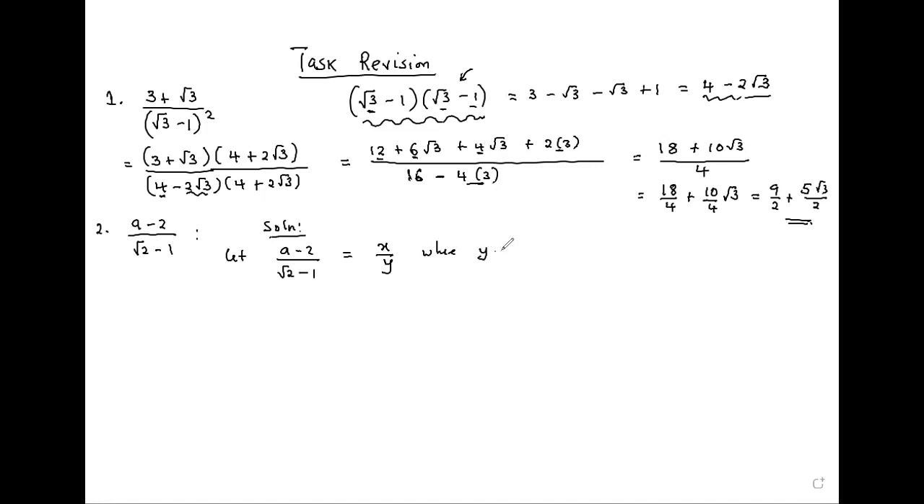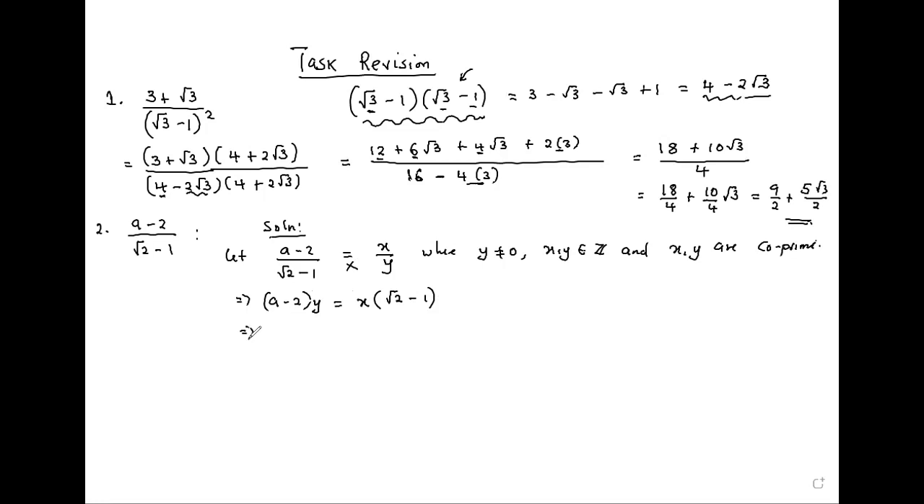Where y is not 0, x and y are integers, and x and y are coprime. Then the target here is, because we are told that root 2 is irrational, our target is to make root 2 the subject. So you say a minus 2, you cross multiply here. (a minus 2) multiplied by y is equal to x times (root 2 minus 1).